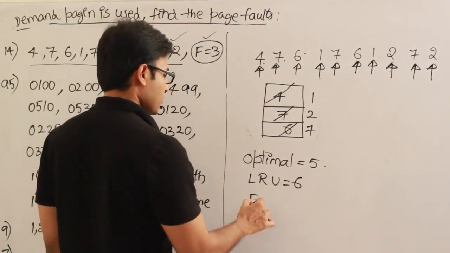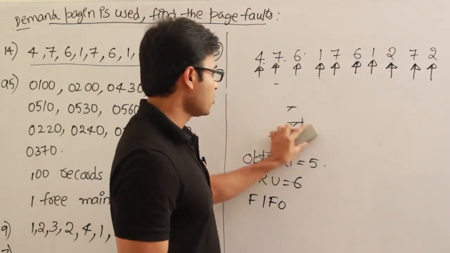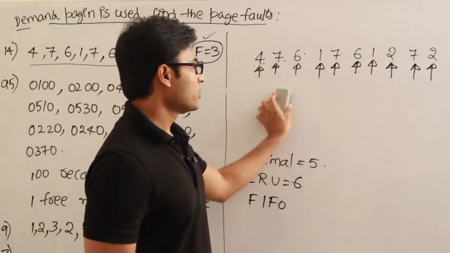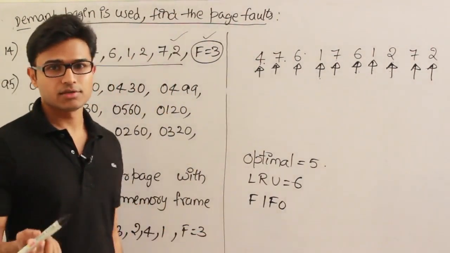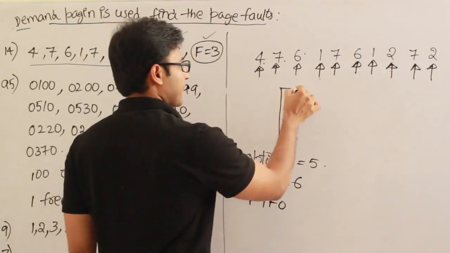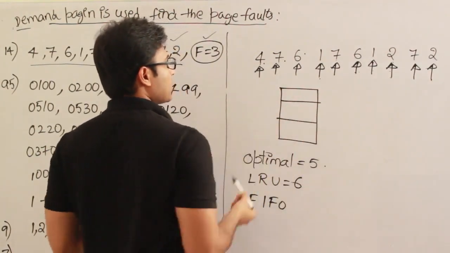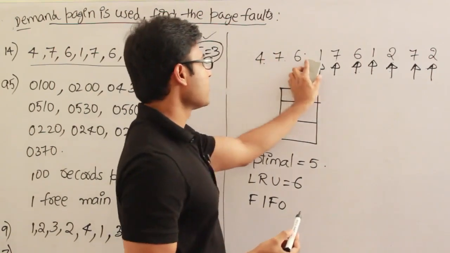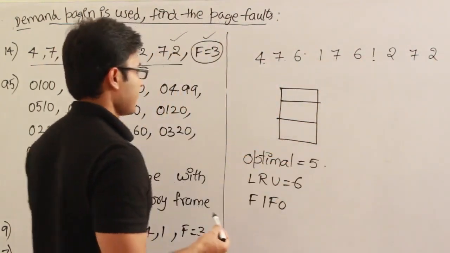And now let's see FIFO, first in, first out. For first in, first out, you have to maintain a queue. In the queue, whichever has entered first has to leave first, in case you want to replace a page, right? So along with the frames, I'm going to maintain a queue. The queue will tell me which one to replace when.